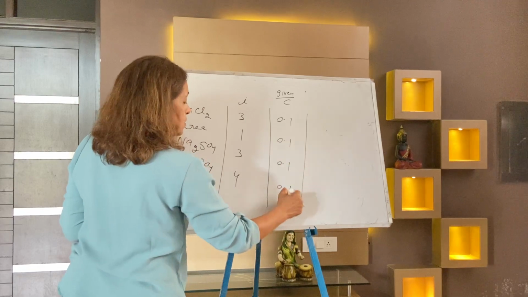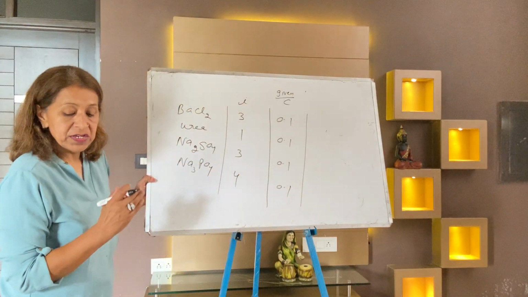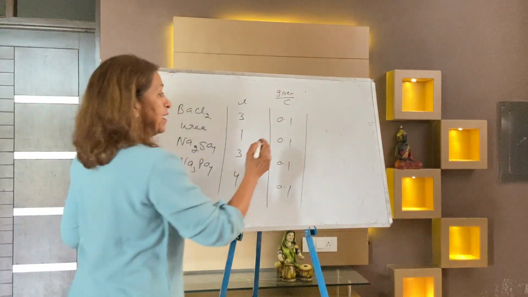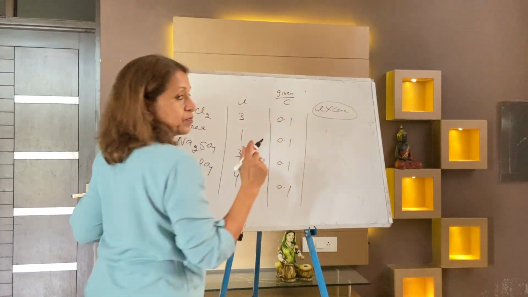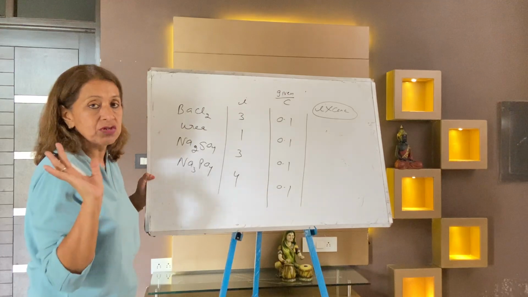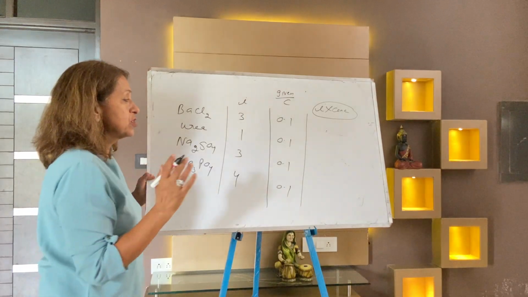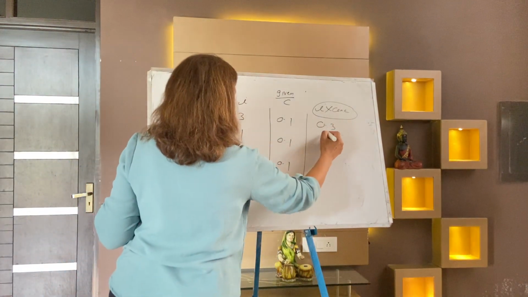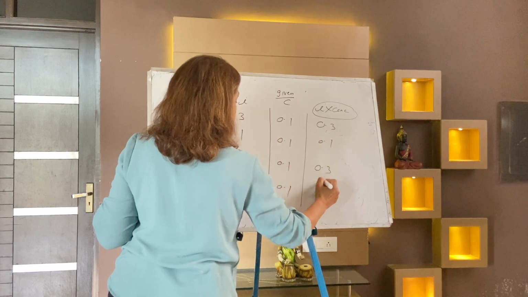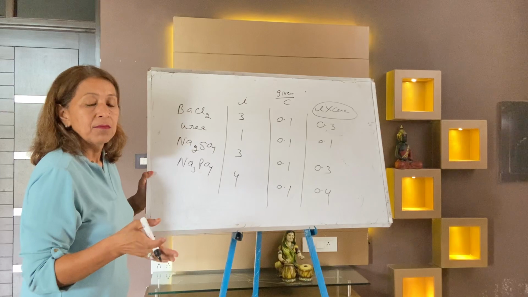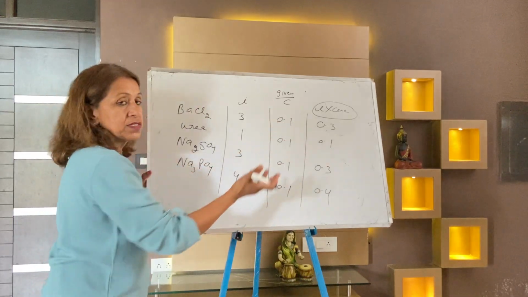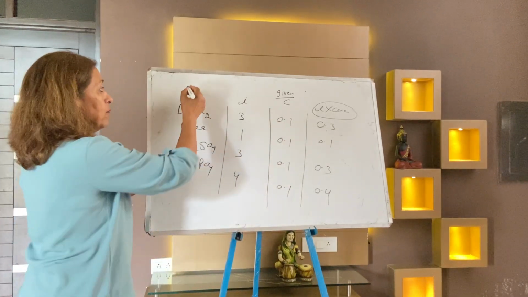0.1 concentration. Concentration of each is what you will do. You will multiply i into concentration in your exam. This is a tip: i into concentration. It is 0.1, it is 0.3, it is 0.4. Always remember, the more the i into concentration, the more the TB.